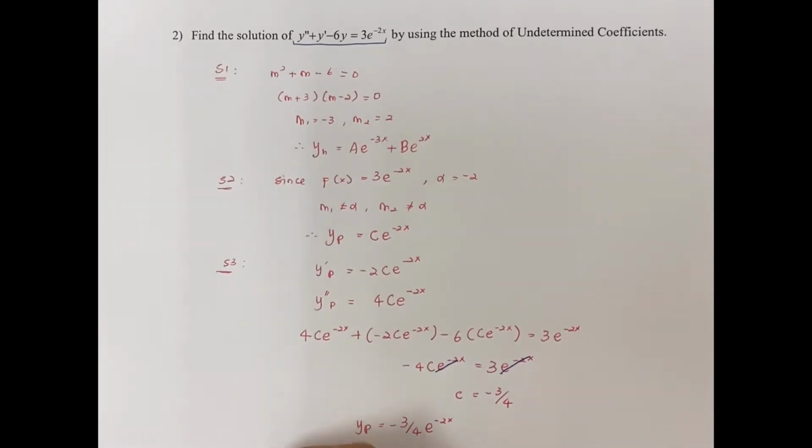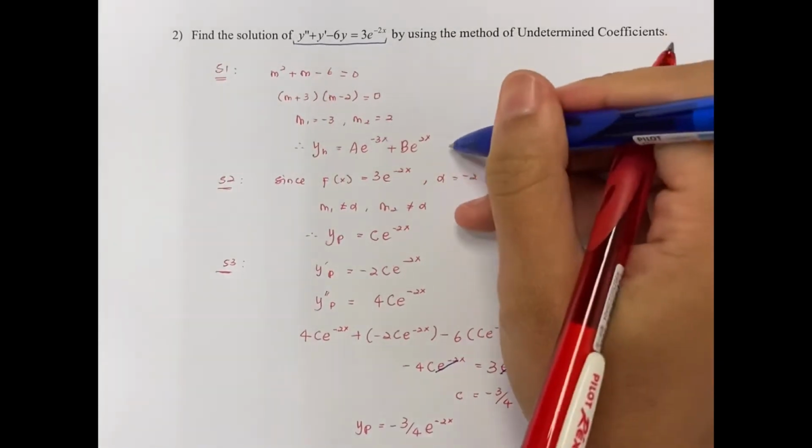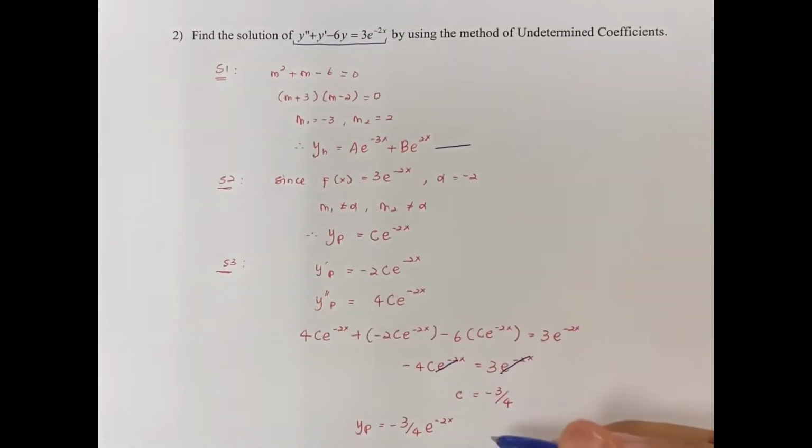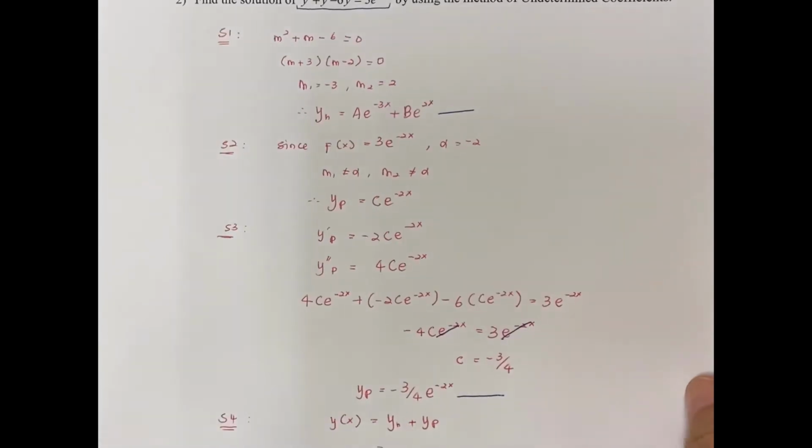And the last step, the general solution is equal to yh plus yp. Substitute yh from the first step and then yp from the third step. So y equals A e to the negative 3x plus B e to the 2x minus 3 over 4 e to the negative 2x is the last answer.